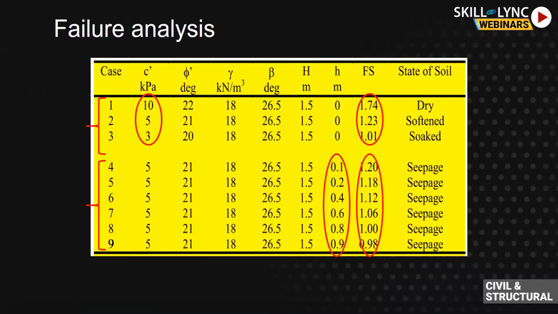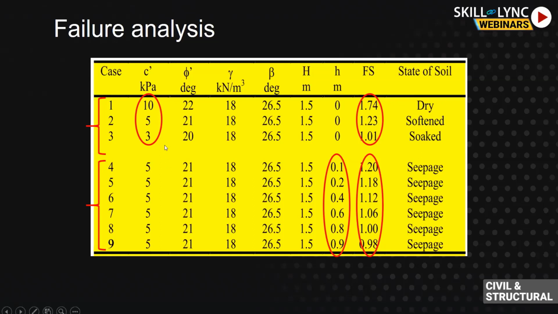So using the equation that we just discussed before, some trial and error was done. Failure analysis was done using this one-dimensional simple theory. That formula was plugged into an Excel spreadsheet and some possibilities were tried. There were two possibilities considered. This is the first possibility, and this is the cases 4 to 9. We may term it as the second possibility.